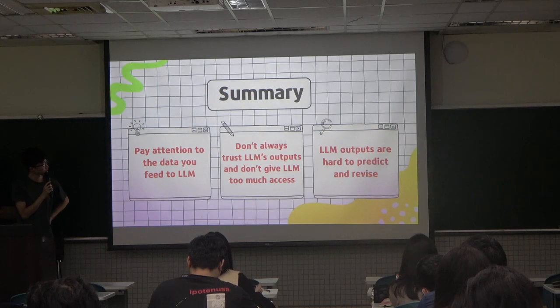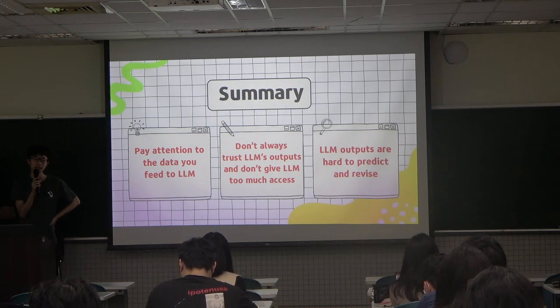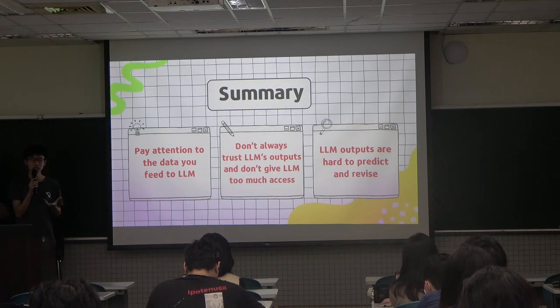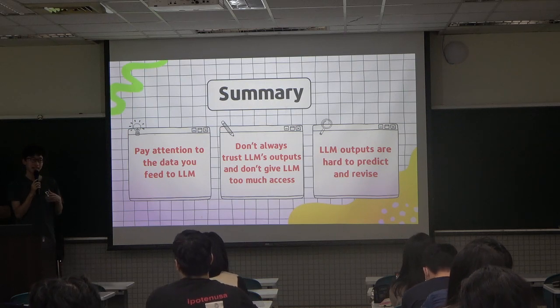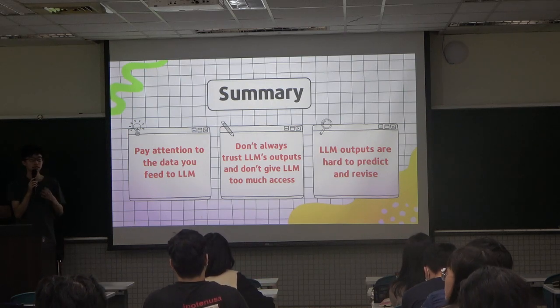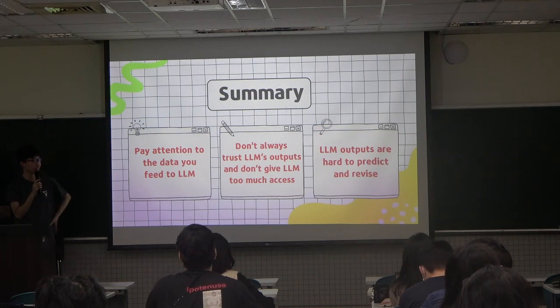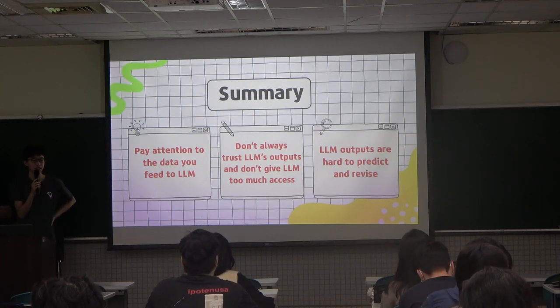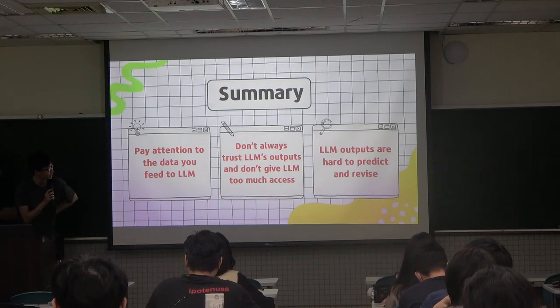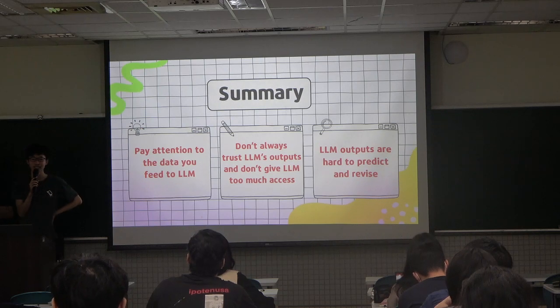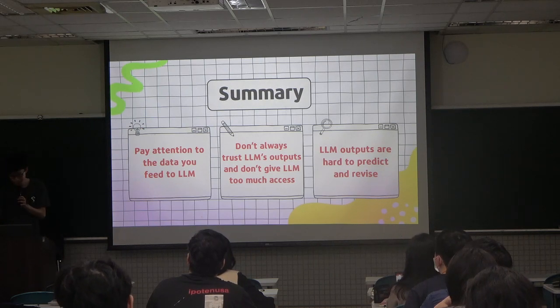And also don't give the LLM too much access, because as you can see, we can make ChatGPT follow some instructions. If we give it the rights to modify our GitHub repository, the LLM might get instructions from the attacker and turn your private GitHub repository into a public one. And the next one is that LLM outputs are hard to predict, just as you can see in the demo part.